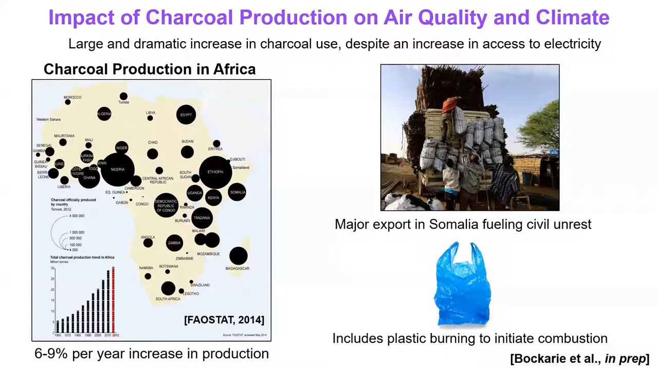It's also, interestingly, a major export in Somalia, and this is fueling civil unrest there. There's actually a trade that happens with the Gulf states where there's an exchange of charcoal for weapons. It also includes plastic burning to initiate combustion, predominantly in slums located outside of large urban areas, and this has also been included in the inventory.